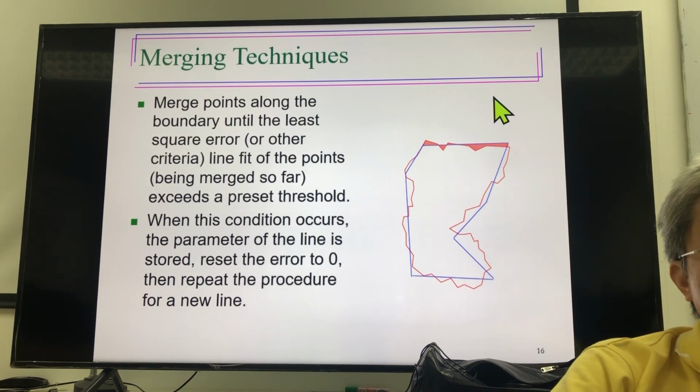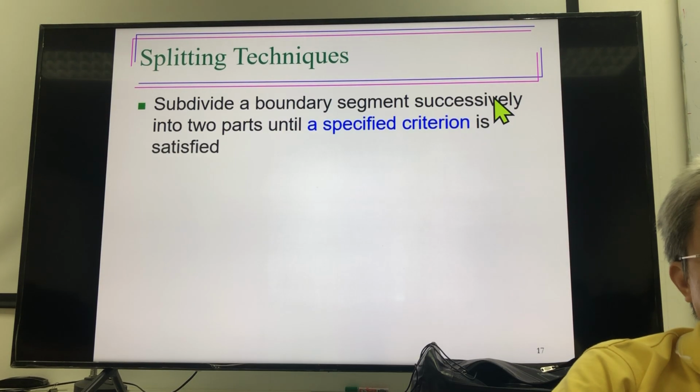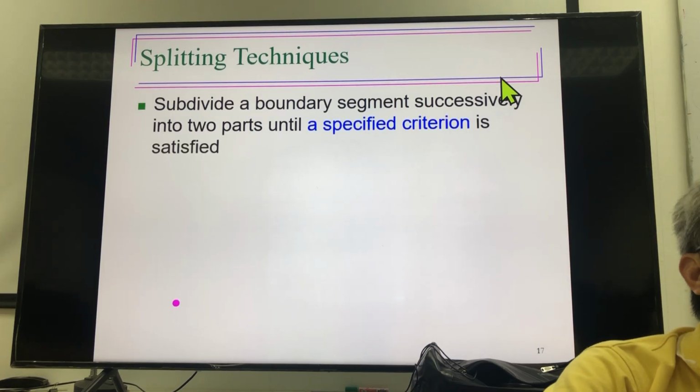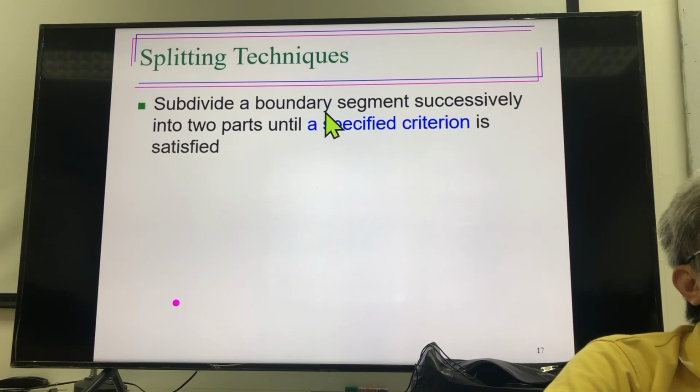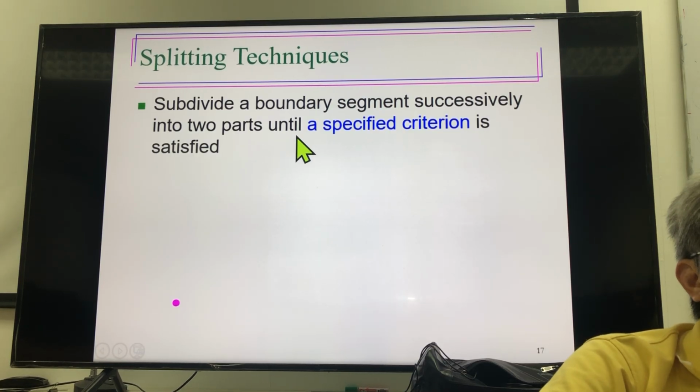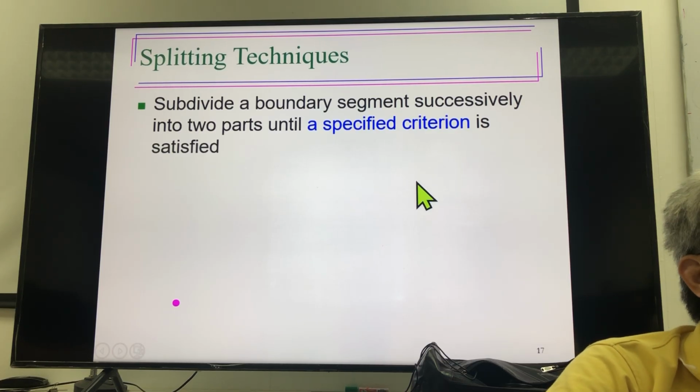Last but not the least is the splitting technique. The splitting technique is the technique to subdivide the boundary segment successively into two parts until a certain criteria is satisfied.